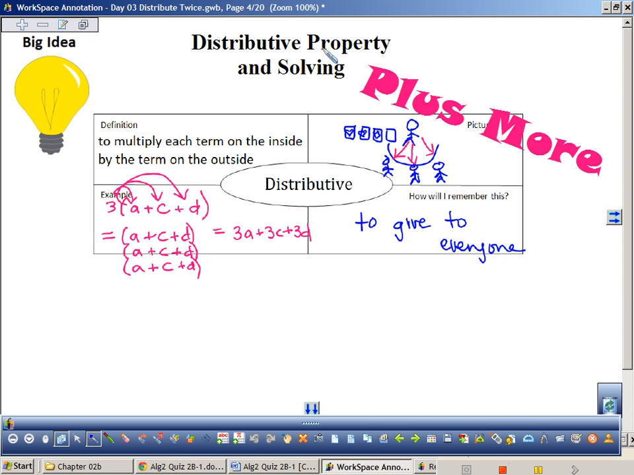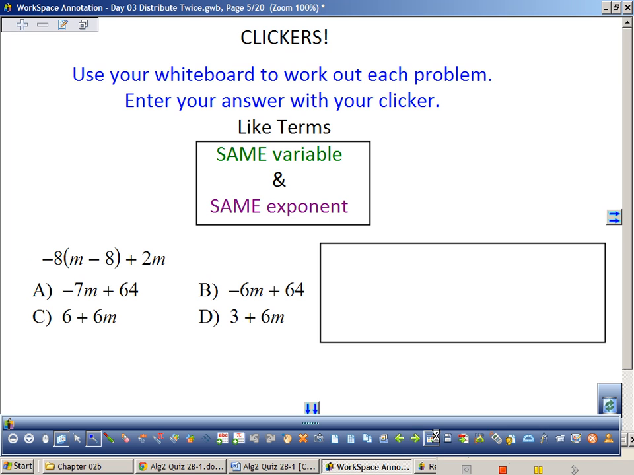So today we're going to be distributing, same as yesterday, only we're going to be just doing more distributing. So let's start off with some of what we did yesterday. So use your whiteboard to work out each problem and enter your answer in a clicker.